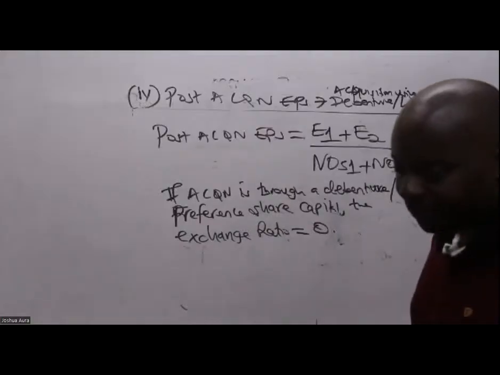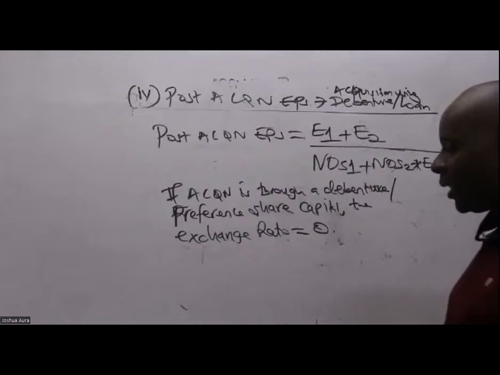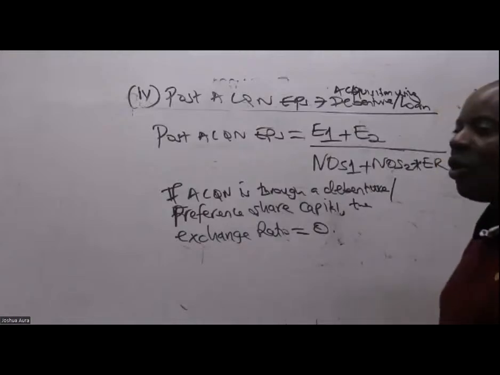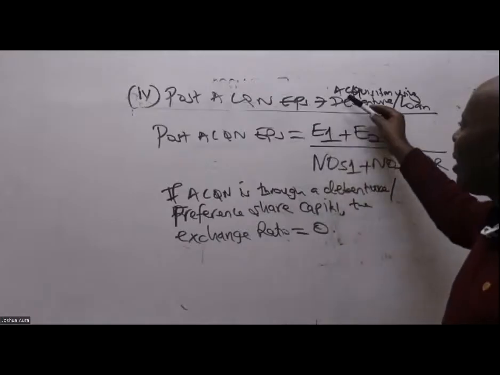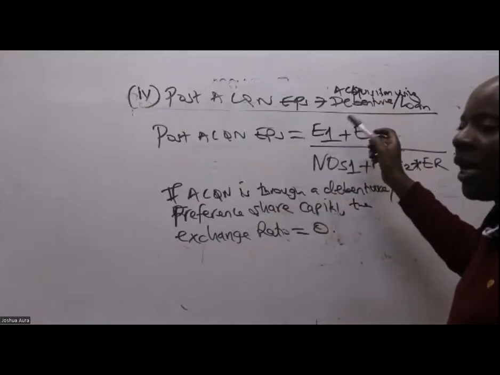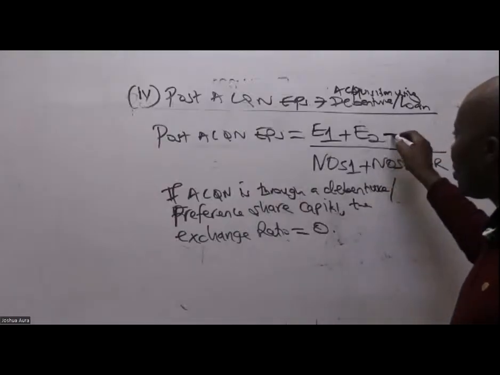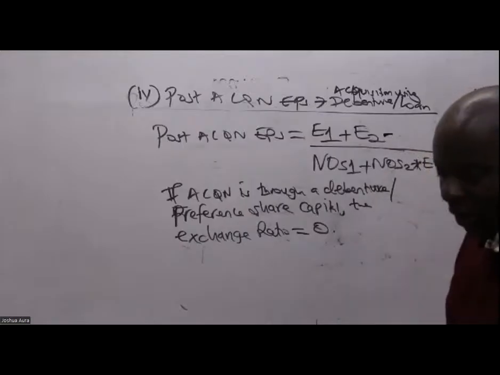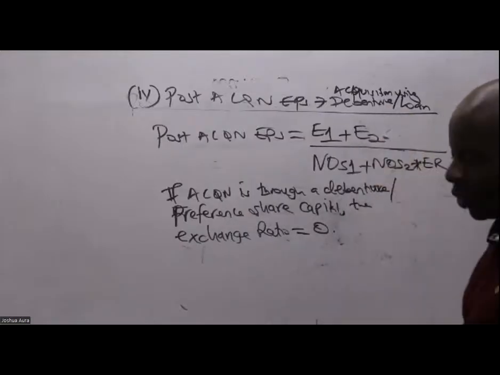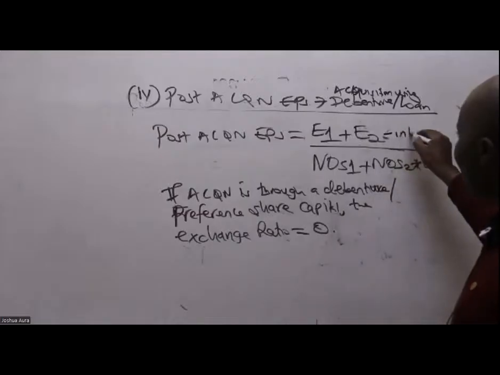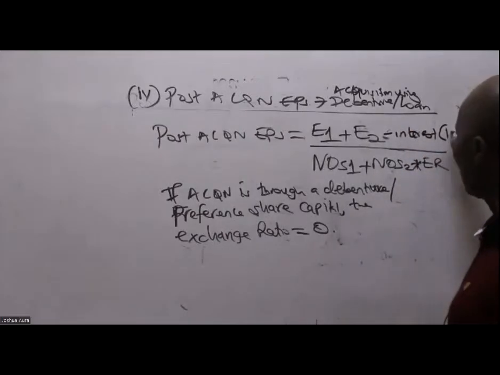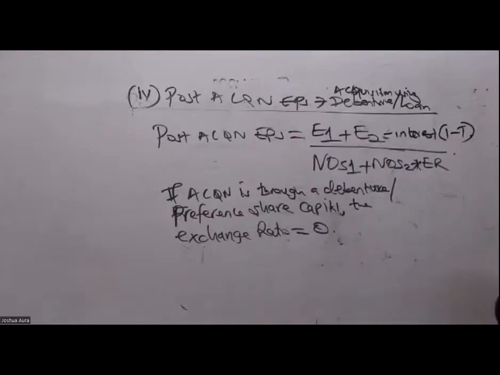Very important there. Now, ladies and gentlemen, listen to me very well. When we acquire a target company using a loan, we're going to introduce a very important expense. This expense is called interest, which will reduce this. So minus interest, very important. If it's a debenture, minus interest, and of course this interest must be after tax, because interest is a tax allowable expenditure.